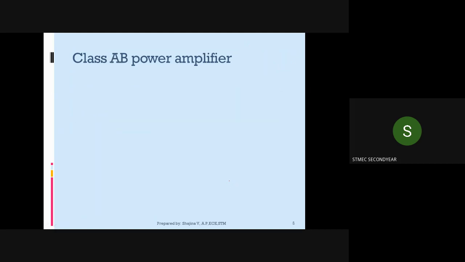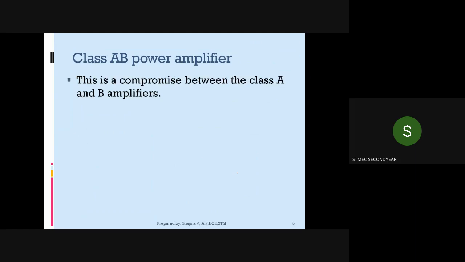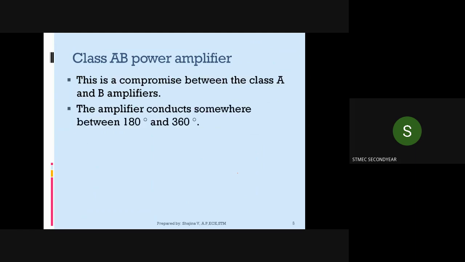Now coming to class AB configuration. As the name indicates, it is actually a compromise between class A and B. Okay, so we can say it is a compromise between class A and B amplifiers. The conduction angle is between 180 and 360 degree. It will be greater than 180 degree, but less than 360 degree.